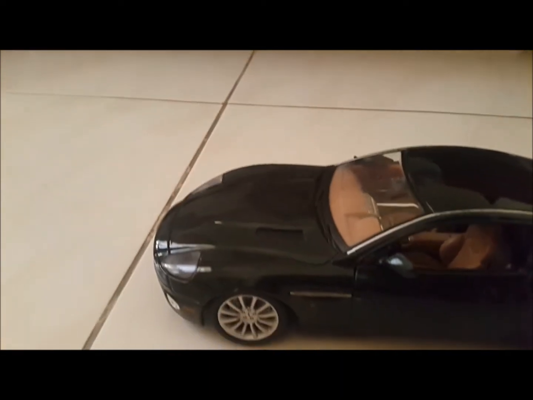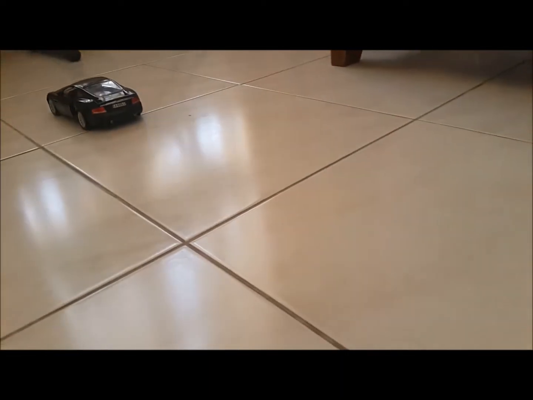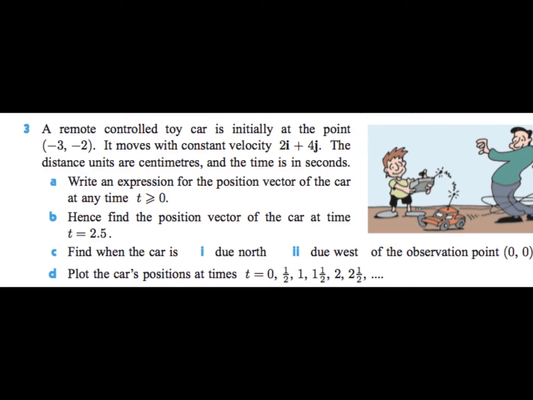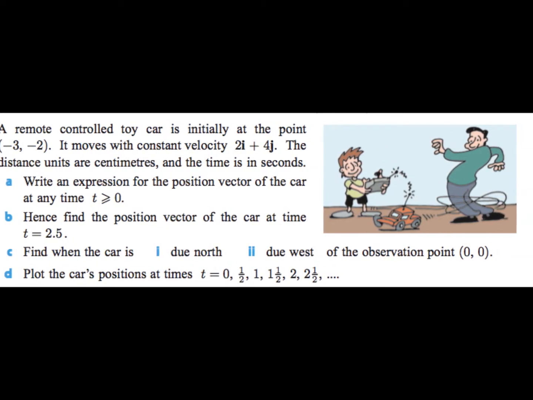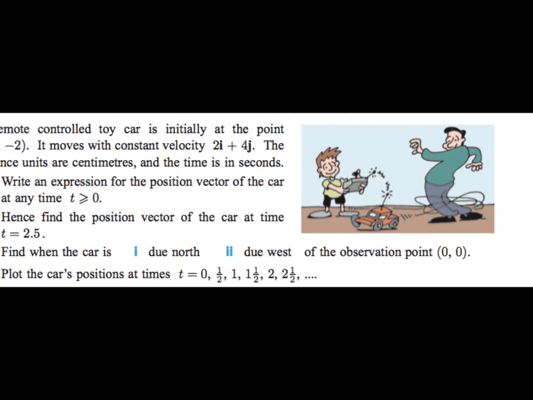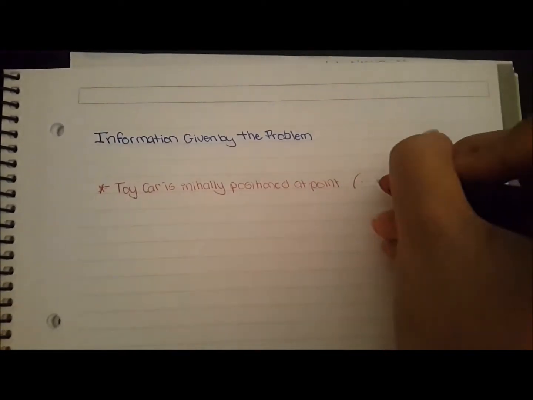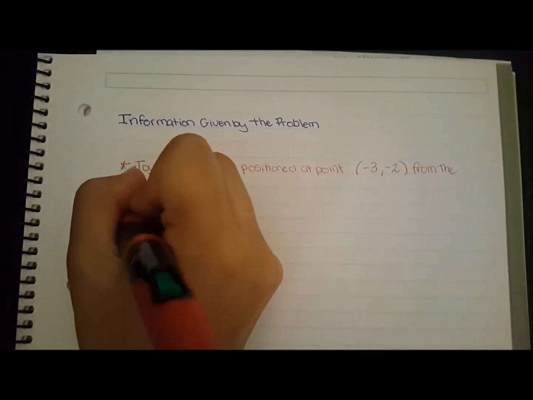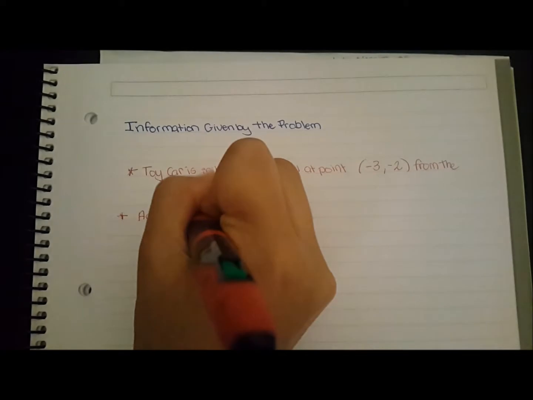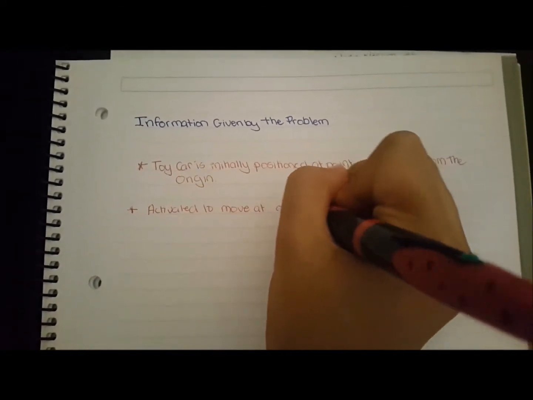Question completed. A question states a remote-controlled toy car is initially at the point -3, -2. It moves with constant velocity 2i plus 4j. The distance units are centimeters and the time is in seconds. Crucial information regarding this toy car would be its original position at -3, -2 in graphical terms, to obtain a constant velocity of 2i plus 4j centimeters per second.